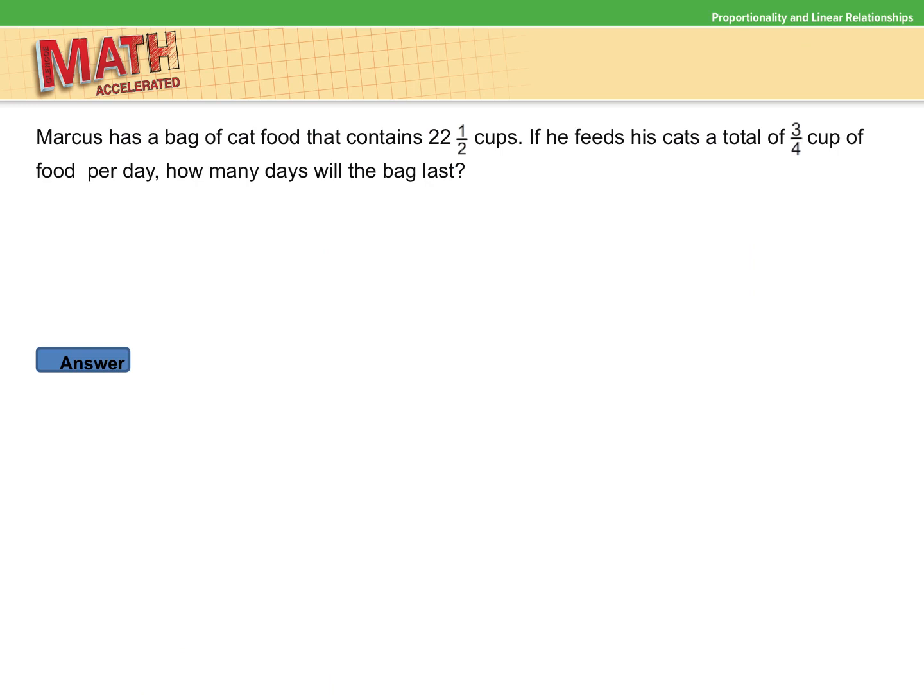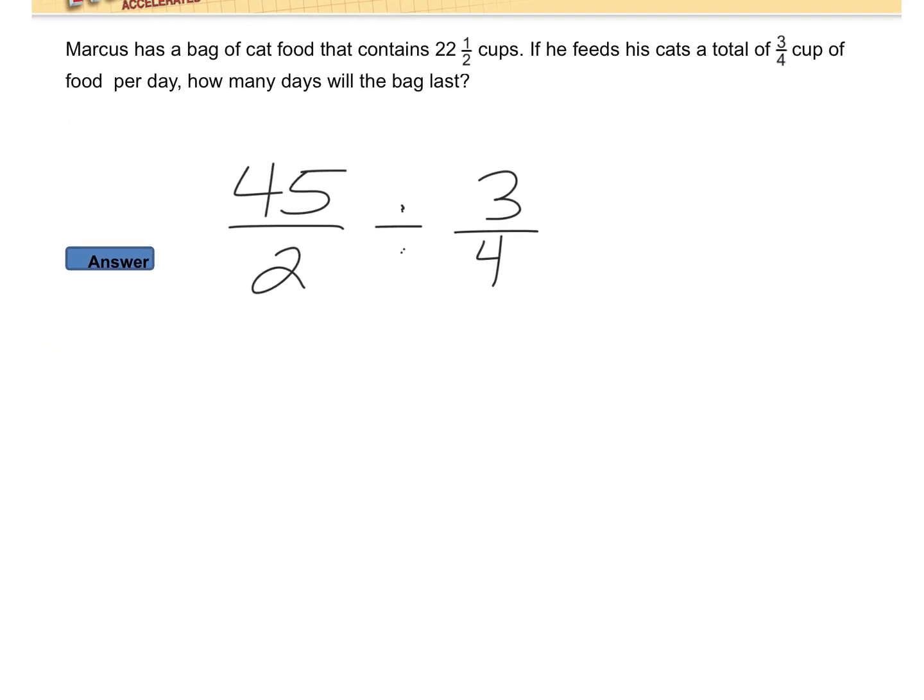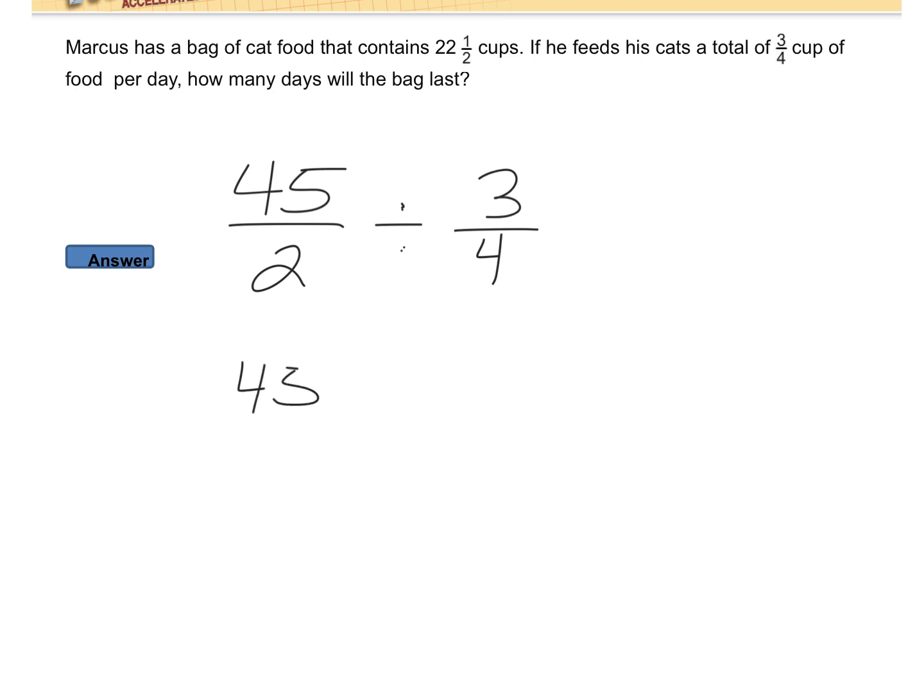Okay? What do you need to do with the 22.5? I know you know. What do you got to do with it first? Make it improper first and then divide. What do we get for an improper fraction of 22.5? What'd you guys get? I got 45 over 2. You are right. 45 over 2. And then we're dividing by what? 3/4. Okay? Can we solve it looking like this? No, what do we got to do first? Keep, change, flip. Is everyone okay up to this point?